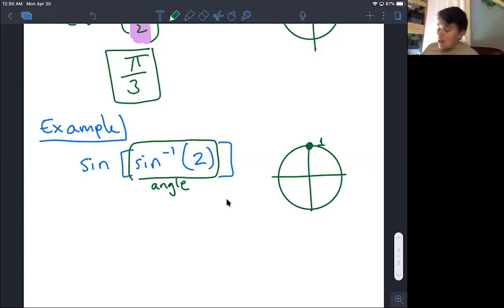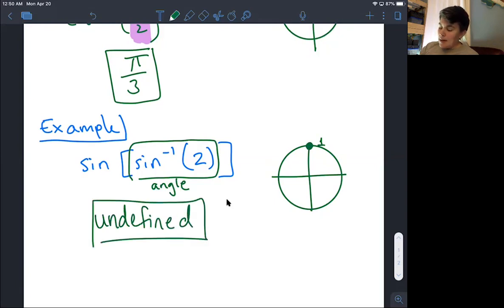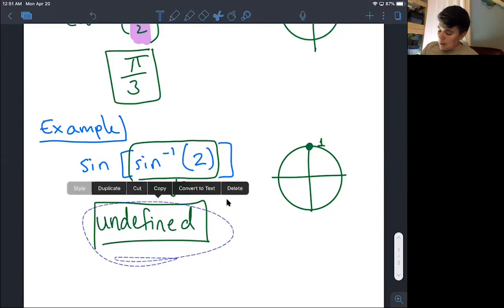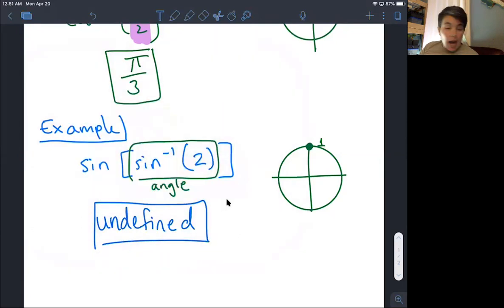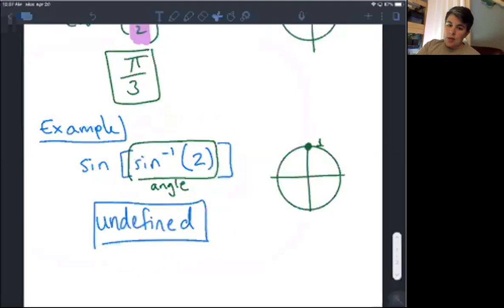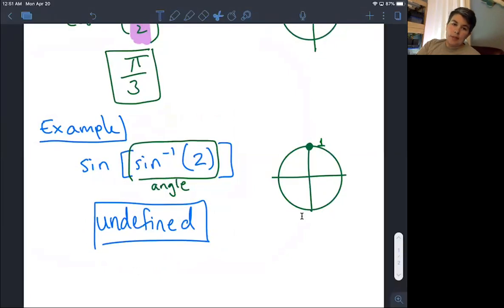It doesn't happen. So that means that this answer is, in fact, undefined, right? I should put that in blue so it matches the rest of the, bear with me as I just fix this. Yeah, undefined, right? There is no angle that has a sine value of 2, so I'm not even gonna worry about it. It's toast, I'm out, done.